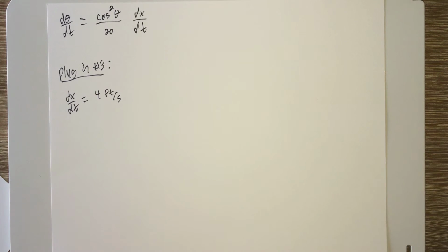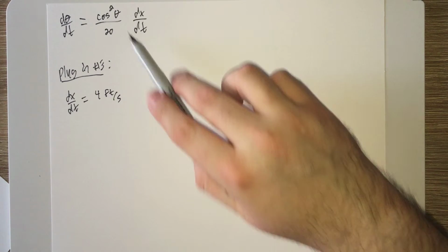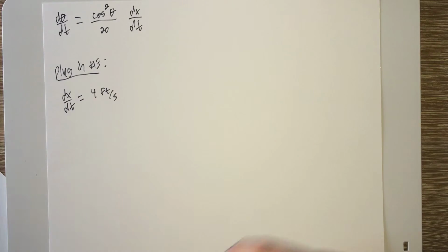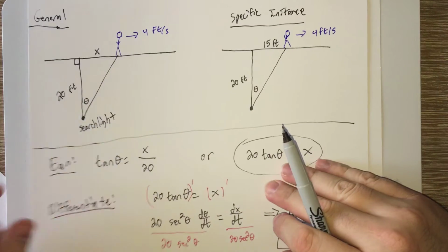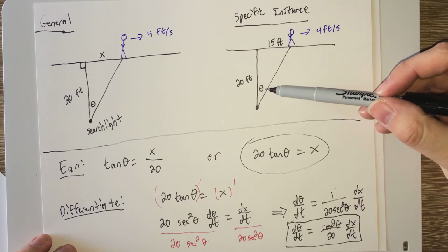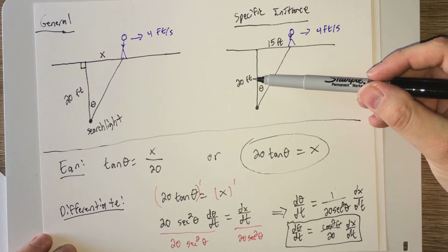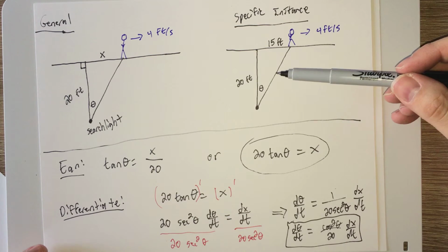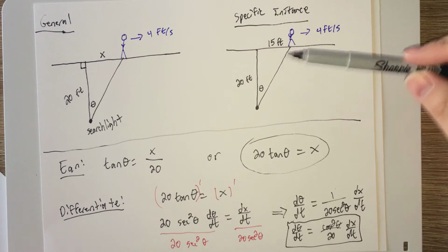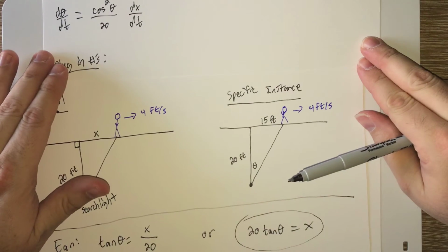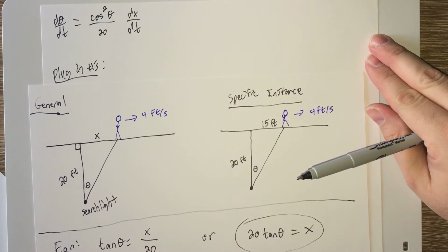And then what about this theta? The only thing left is that we would have to find theta and plug it in. You could find theta if you wanted to. Let's take a look at our specific instance again. If you wanted to find this theta, you totally could. You could do tangent of theta is 15 over 20, then take the tangent inverse and you get what theta is. So you could find theta, plug it in there, and be done. But I do want to show you a trick. It is not necessary to find theta.